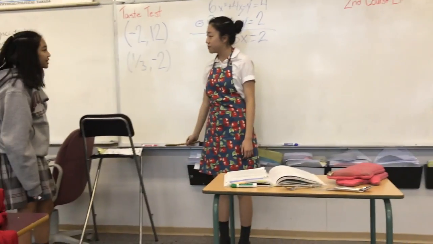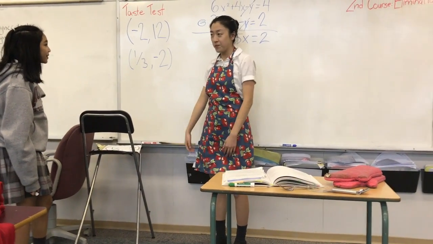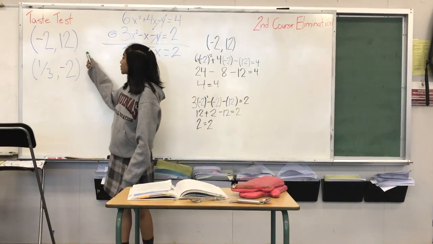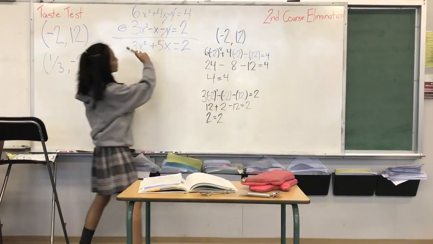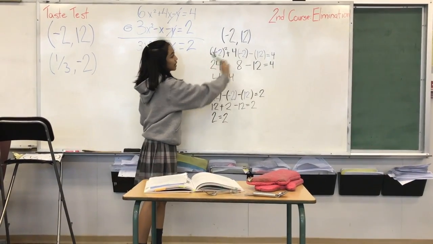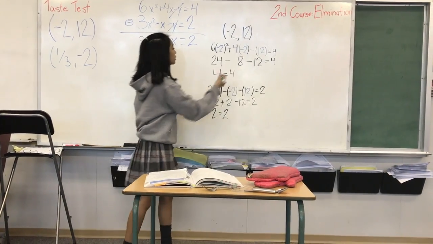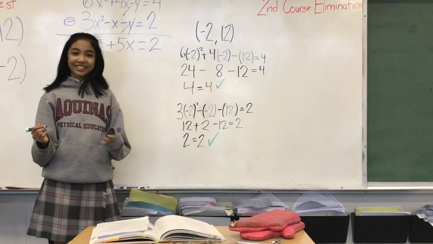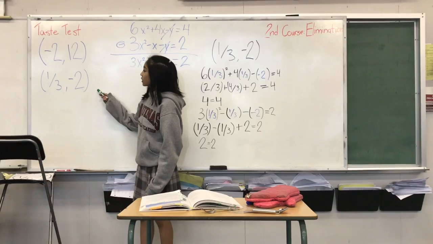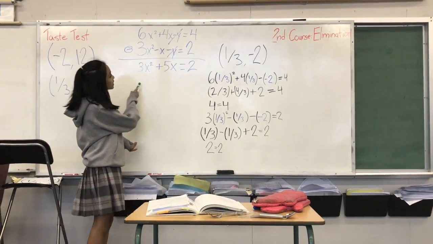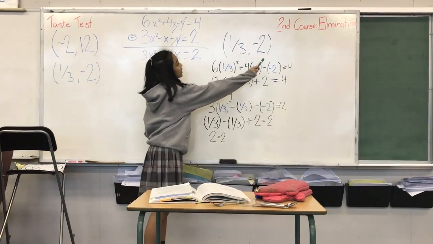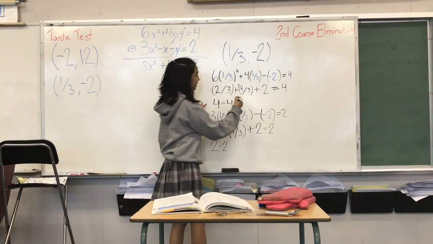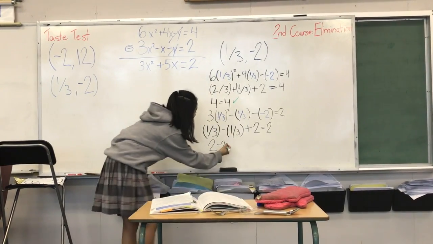Wait, are you sure it's correct? Here, I'll do a taste test. To check -2, 12, you put the coordinates back into the original equation. So -2 for x and 12 for y. So 4 equals 4, correct? And 2 equals 2, correct. And we can do the same for the point 1/3 and -2. We just plug it back into the original equations, 1/3 for x and -2 for y, and see if each side balances out. So 4 and 4 are equal, 2 and 2.